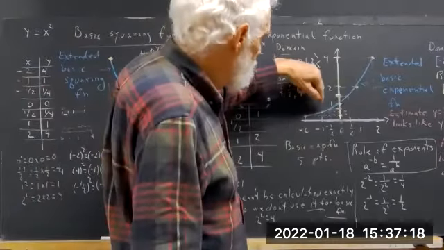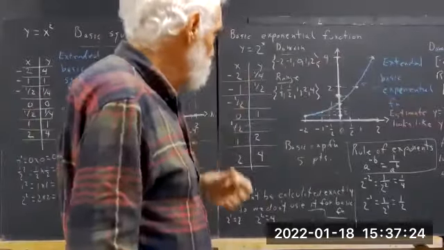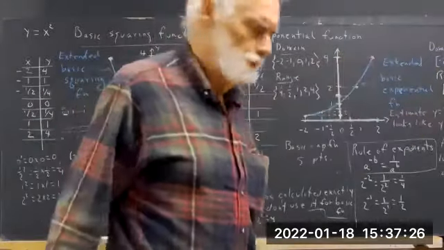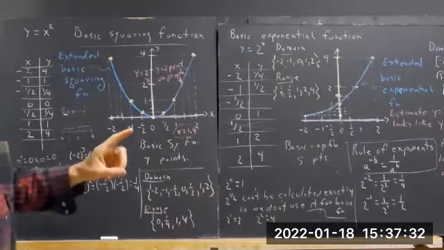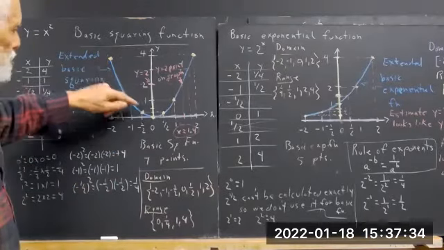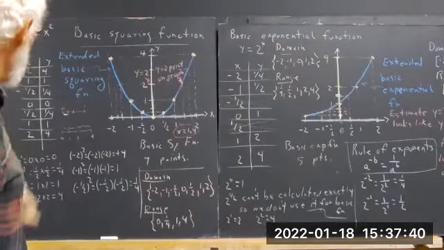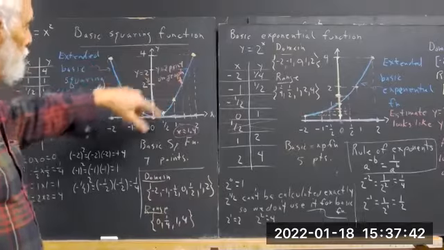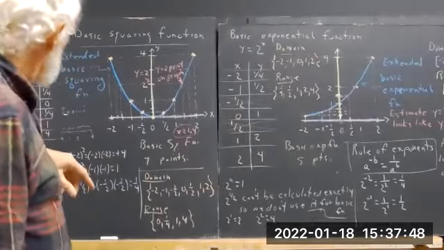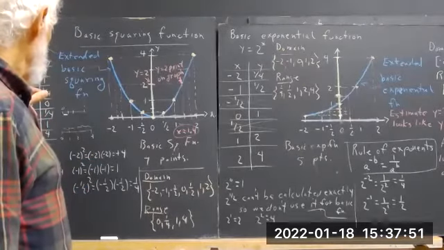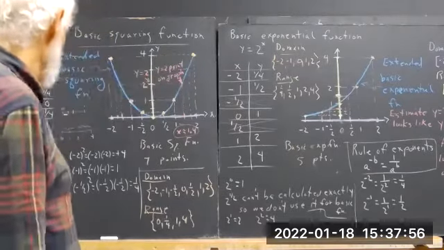The graph consists just of the 5 points in orange. It doesn't consist of a curve. Okay? But you see curves. So why are the curves there? Well, because we extend the graph of a basic function. We extend this 5-point graph by drawing a smooth curve through these points. And that gives us a picture of the extended basic function. There it is. There's the picture. Okay.